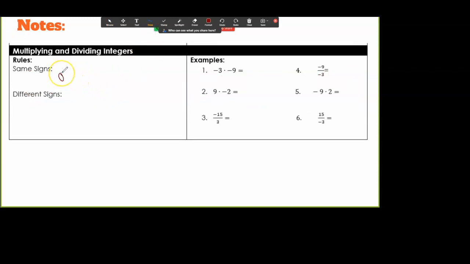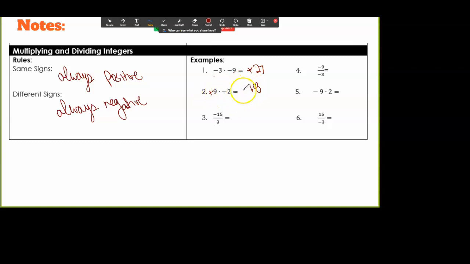Multiplying and dividing, if things are the same sign, the answer is always positive. If they're opposite signs, it's always negative. So 3 times 9 is 27. Since I have the same signs, it's positive. 9 times 2 is 18. Since I have a positive and a negative, it's negative. 15 divided by 3 is 5, and because they're opposite signs, I'm going to make it a negative. So I don't worry about the signs first, and then I come back and deal with the signs.